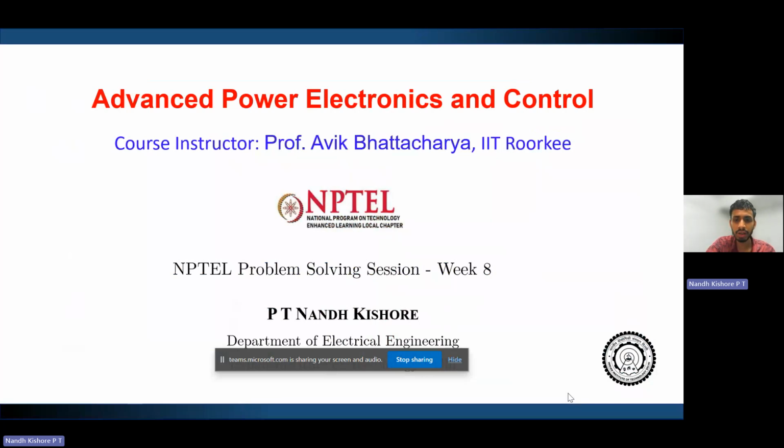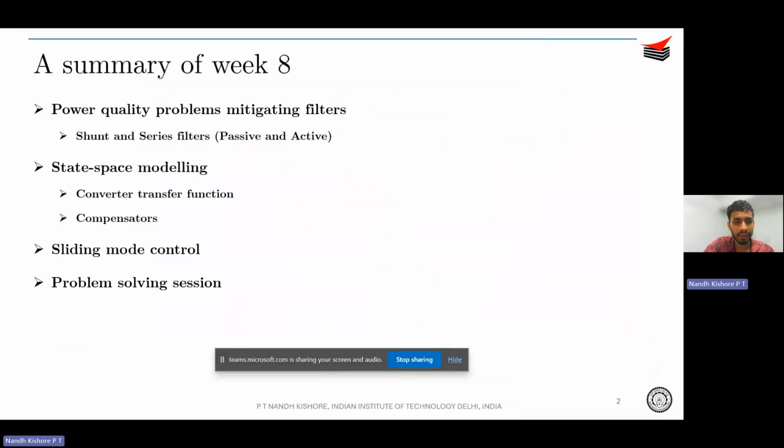So in today's session, we'll be covering the problems mostly on power quality and control of power electronics. This is where the course actually ends as a graduate level course. So far this week you would have studied power quality problems and the use of filters for mitigating the power quality problems.